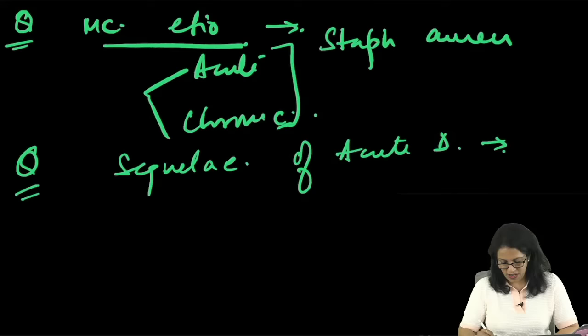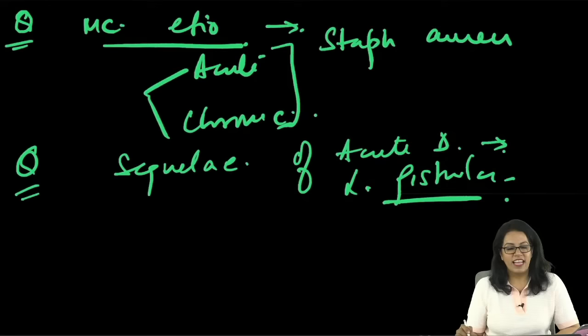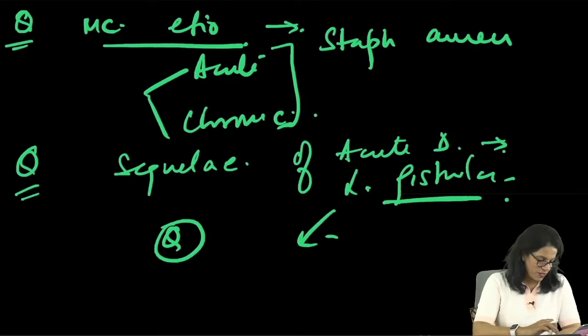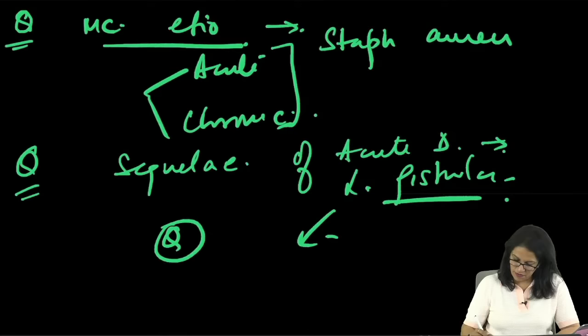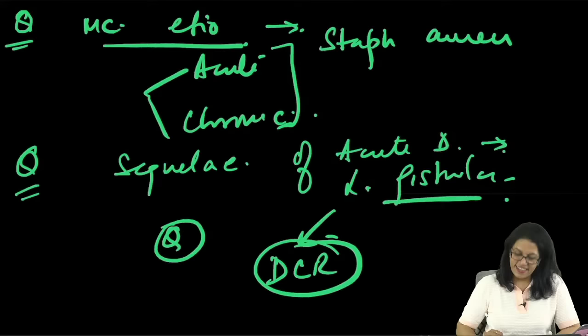It is lacrimal fistula. Where is the fistula opening? On the skin. And how will you treat it? This is another question. How will you treat lacrimal fistula? Don't answer fistulectomy. Your answer will be DCR. Where do you make the opening in the DCR? Next question. You will answer it is the middle meatus.